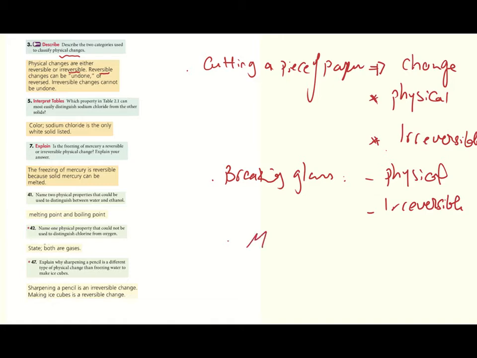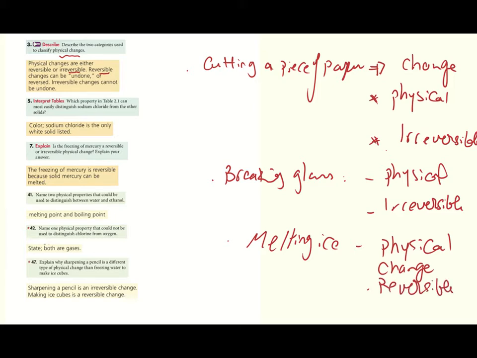While melting ice, it's a physical change because you change the matter from solid to liquid. It's a physical change, and reversible because it can be undone. You can refreeze the water back.